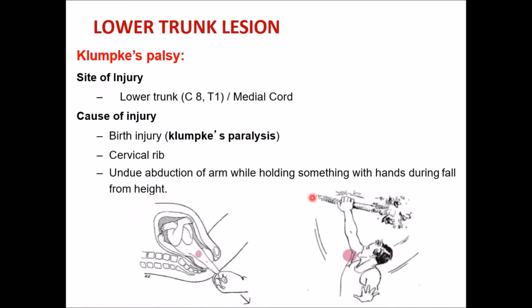Then comes lower trunk lesion. Lower trunk lesion is called Klumpke's paralysis. The root value involved is C8, T1, and this injury is caused during the birth process. It can be caused by a cervical rib, or it can be caused by undue abduction of the arm while holding something with hands during a fall from height. As you can see, this is undue abduction of the arm in this picture. And similarly, here you can see undue traction of the hand or arm during hand presentation can cause injury of the lower trunk.